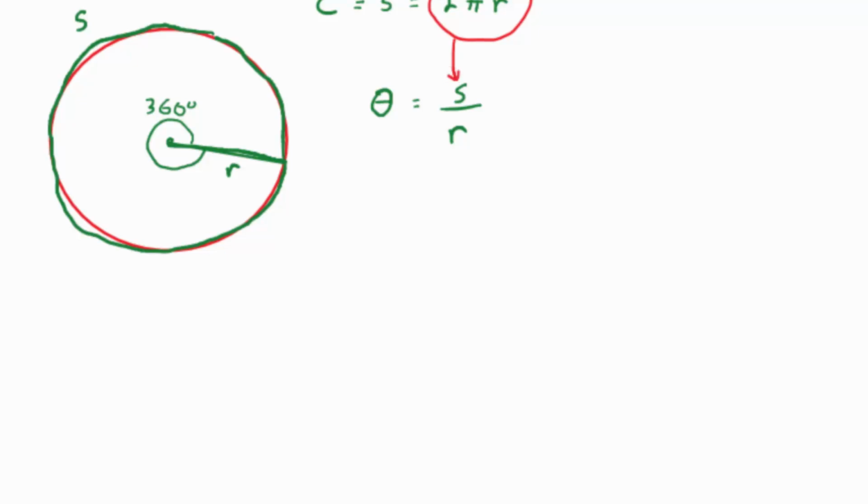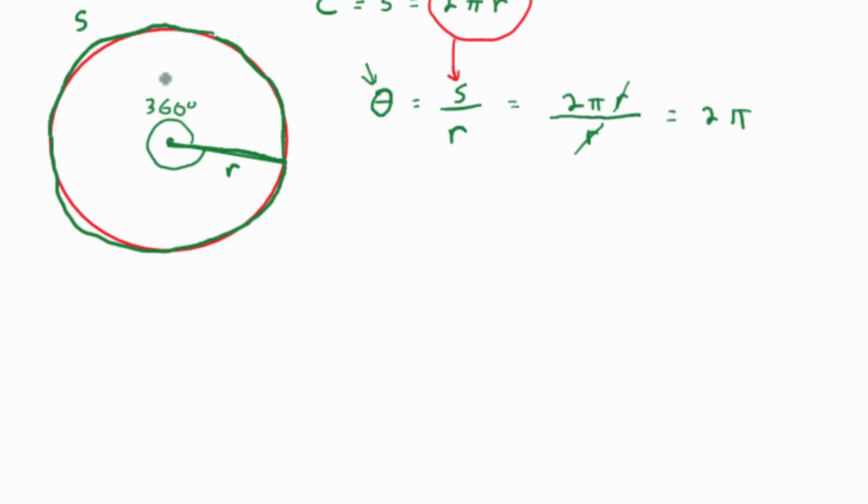Everybody see that? So theta is equal to S over R, but S is equal to 2 pi r, so I'm making that substitution there. And then what happens to the r's? So does the size of the circle make any difference whatsoever? No, because we're dealing with proportional objects here, the r's are going to cancel. And we get theta is equal to 2 pi.